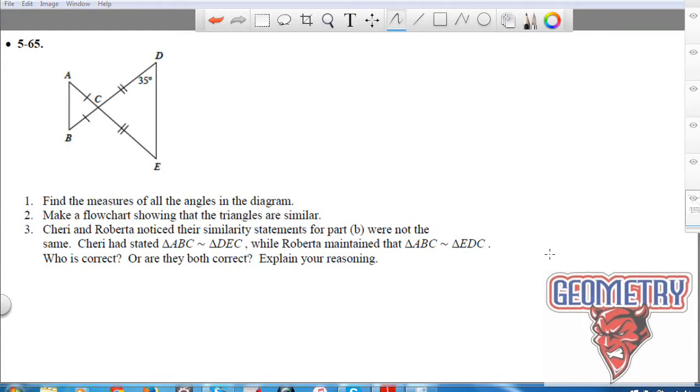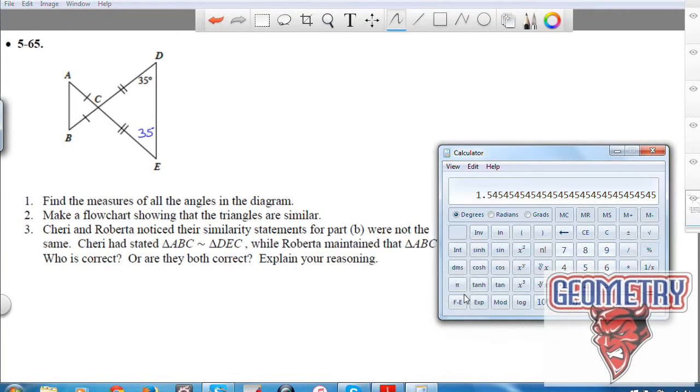Okay, this is number 65 in chapter 5 here. It says find the measures of all the angles in the diagram. And so, since this is an isosceles triangle, if angle D is 35 degrees, then we know angle E is 35 degrees. Then if we want to find angle C, we can use triangle sum and say 180 minus 35 minus 35 is 110.